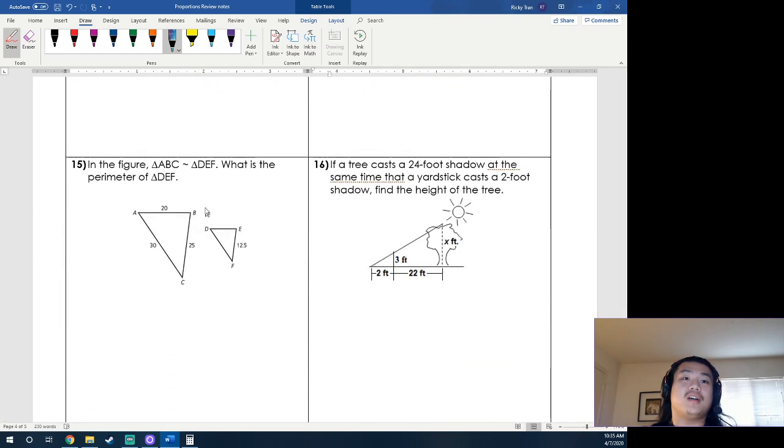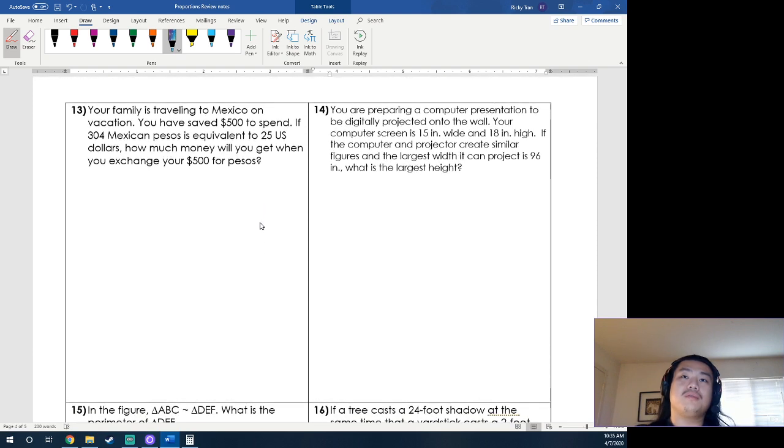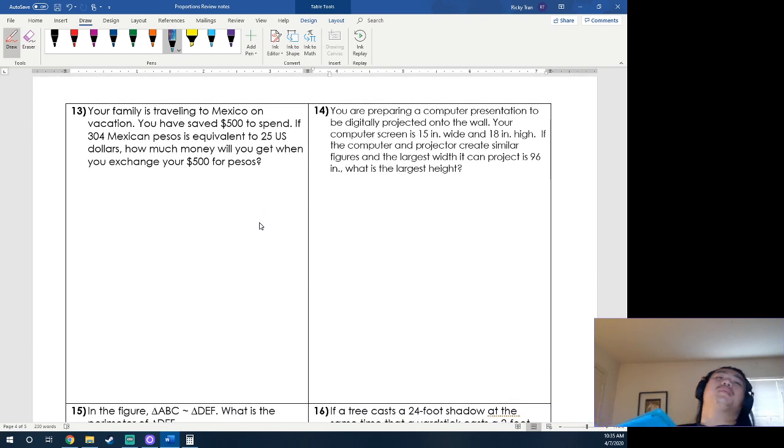Number 13. I think there's enough room. Yeah, there's enough room. All right, so number 13. Your family is traveling to Mexico on vacation. You have $500 to spend. If 304 Mexican pesos is equivalent to 25 US dollars, how much money will you get when you exchange your $500 for pesos?